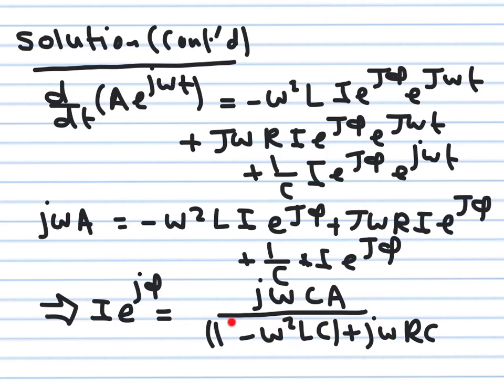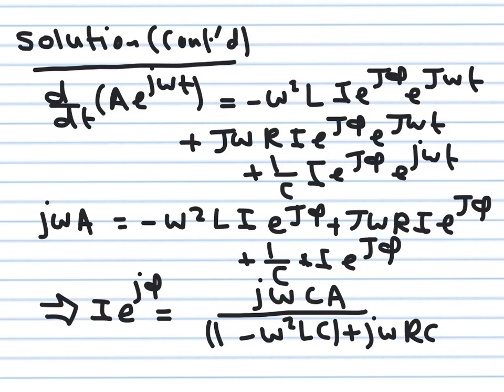This one here is purely real, while this one here is purely imaginary because it is multiplied by j. So the modulus of the denominator here is the square root of this term squared plus this term squared. While this one here is purely imaginary, so its modulus is omega CA.